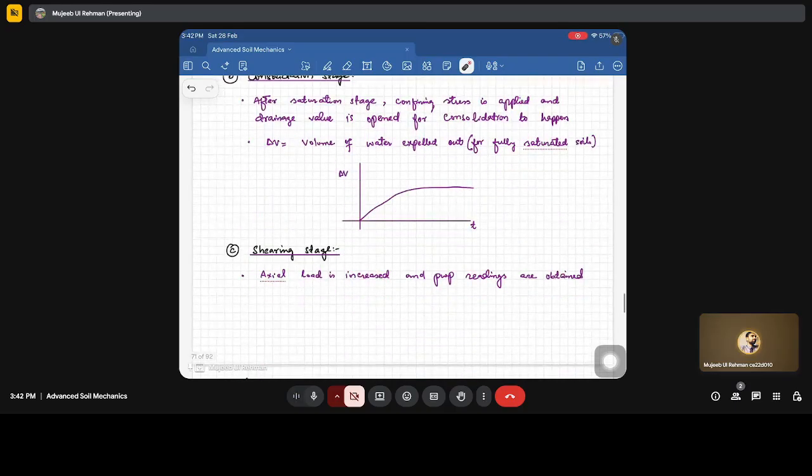And then we increase the axial load, and the pore water pressure measurements are taken. Now in the shearing stage, it depends whether we are doing the consolidated drained or consolidated undrained test. We have to maintain the drainage conditions, whether we want to open the back pressure drainage valve or close it. So in this stage we will decide that, and we will also apply a deviatoric stress that actually causes the failure of the soil.